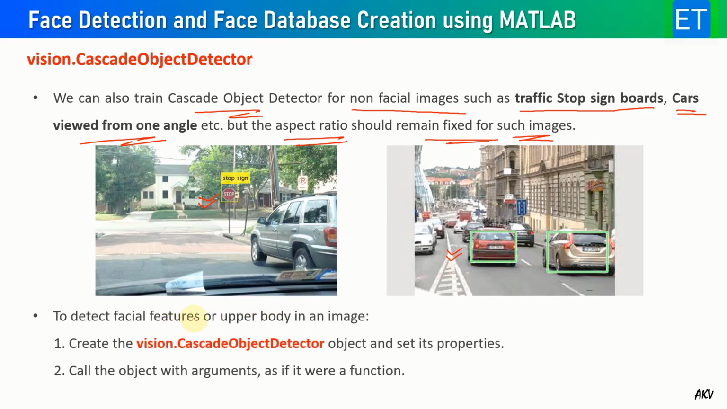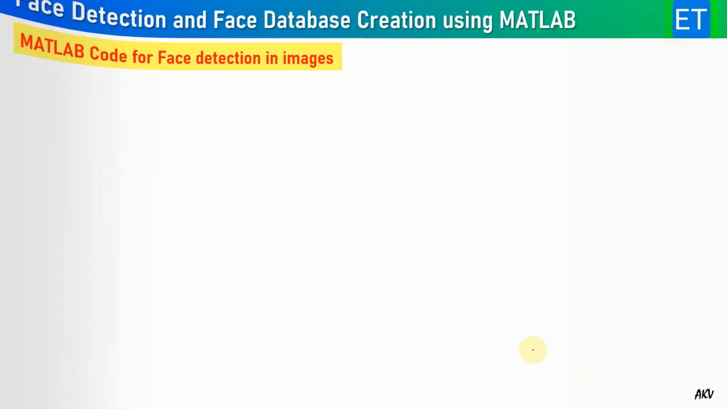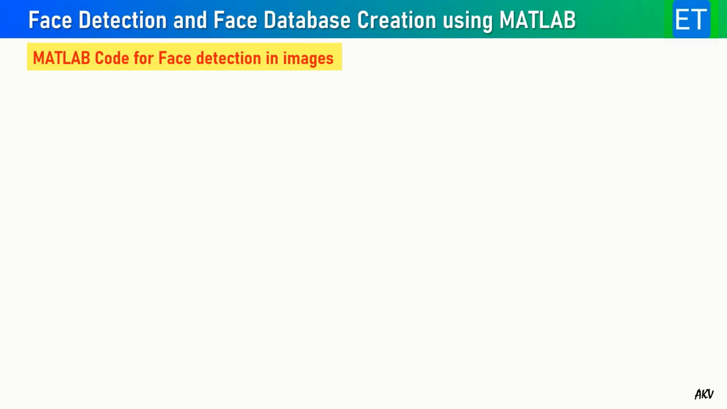And now to use it for faces or upper body, what are the steps? The steps are simple. First we will create a vision.CascadeObjectDetector object in MATLAB, and we can change its properties. Then we will call this object with some arguments, similar to how we call a function. So, let us see how this is created and utilized to detect human faces in images in the upcoming MATLAB code. Okay, now let us see the MATLAB code for face detection in images.